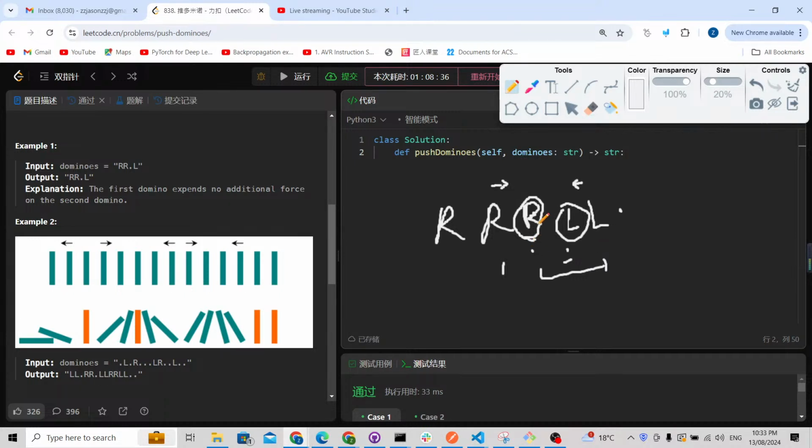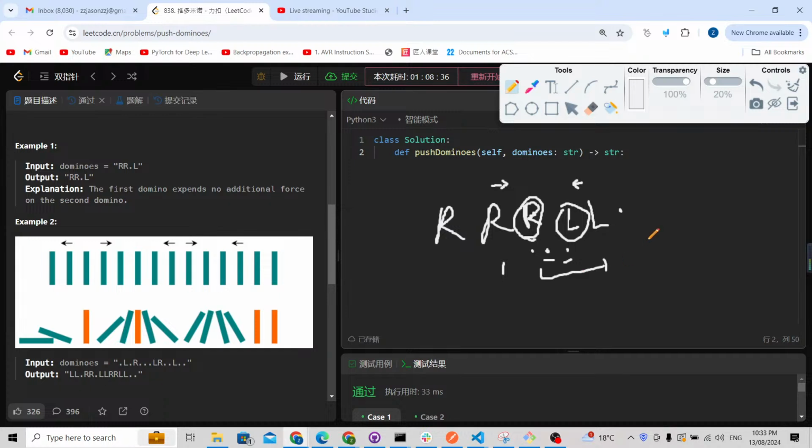So if it is closer to the R, we're gonna record this dot as R. If it is closer to the L, we're gonna record this dot as L. If it has the same distance, for example, in the middle, it has a distance of 2 to R and a distance of 2 to L, so for this dot, we're gonna keep it as a dot.